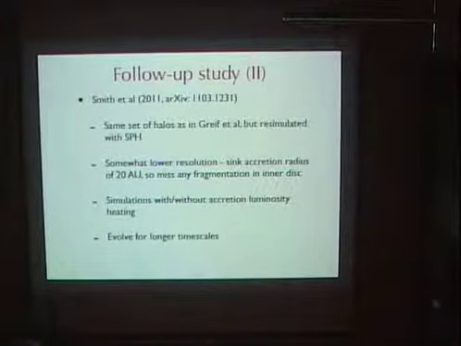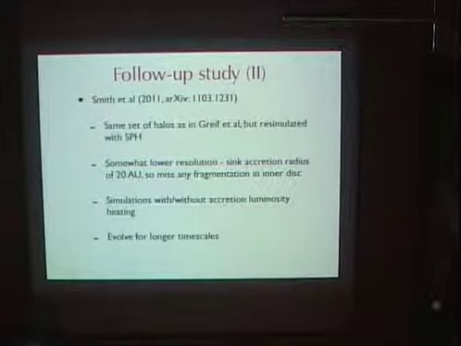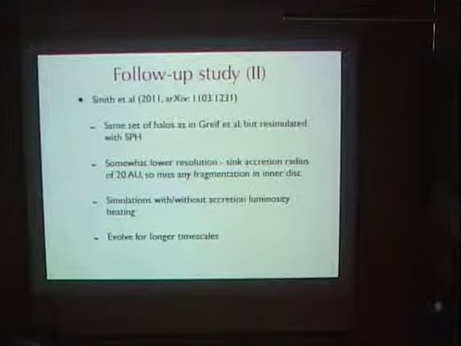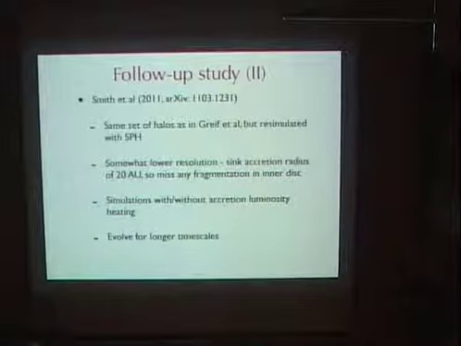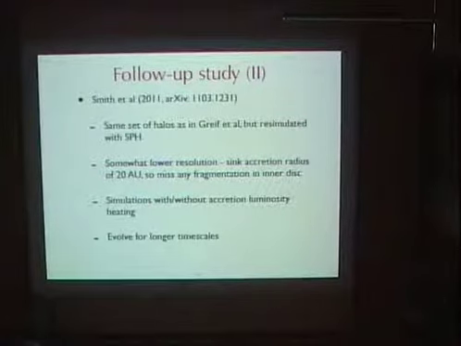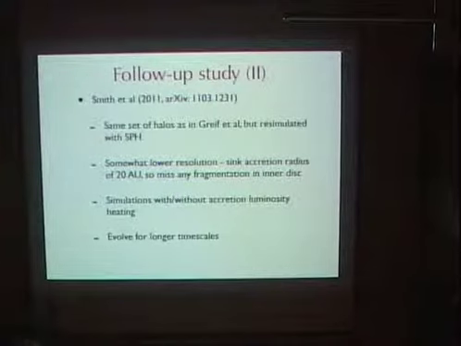In another follow-up study, this is work by Round Smith and collaborators, we're looking at the same set of halos as in the study I've just talked about. We're using somewhat lower resolution to allow us to run to even longer times. The main point of this study was to look at the effect of accretion luminosity heating. So basically the idea is when these protostars accrete gas from their surroundings, they have to radiate away the gravitational binding energy of this gas.